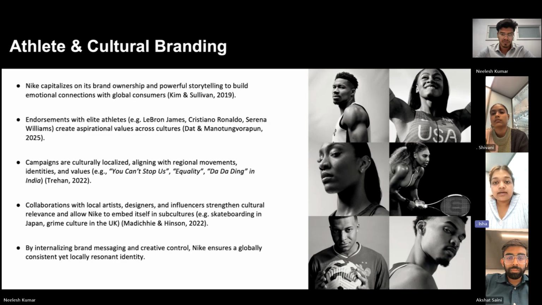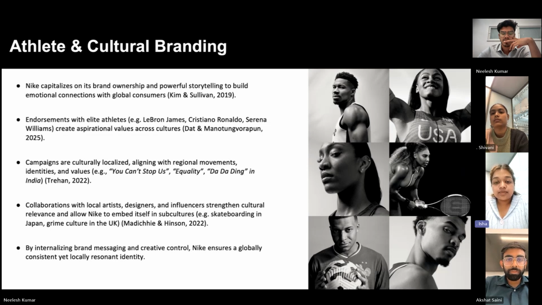Its campaigns are culturally tailored. For example, the You Can't Stop Us series highlighted resilience during COVID, while in India, Nike focused on cricket to connect with local sport culture. This strategy turns Nike into more than a brand. It becomes a part of personal expression, sports, and identity in each market.